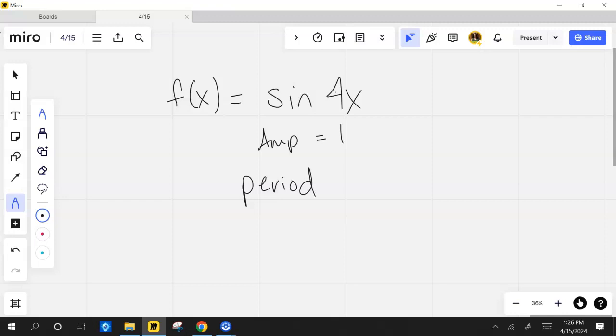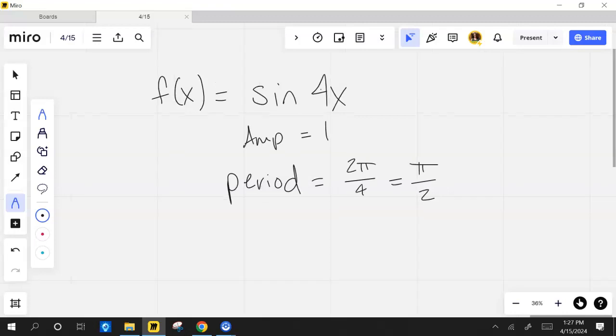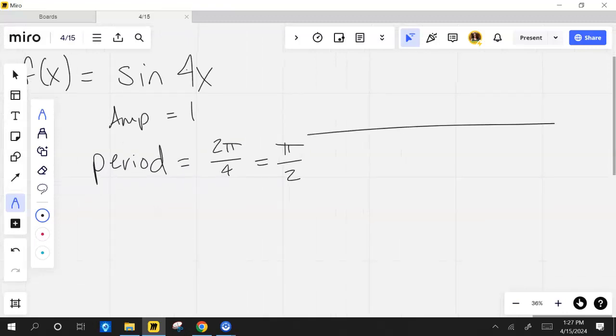Two pi over 4, which is pi over 2. What has happened here? Is it happening in a shorter span or a bigger span? Smaller. Think about what this means.